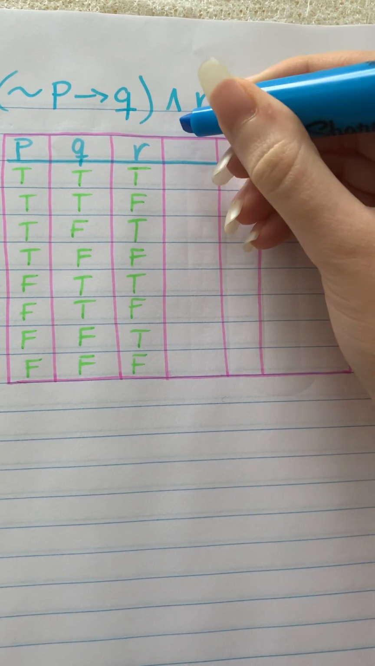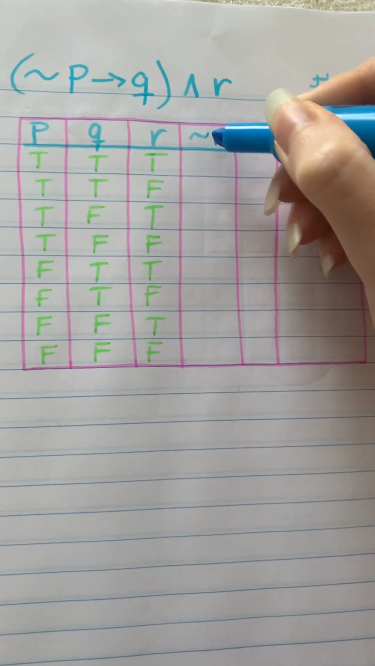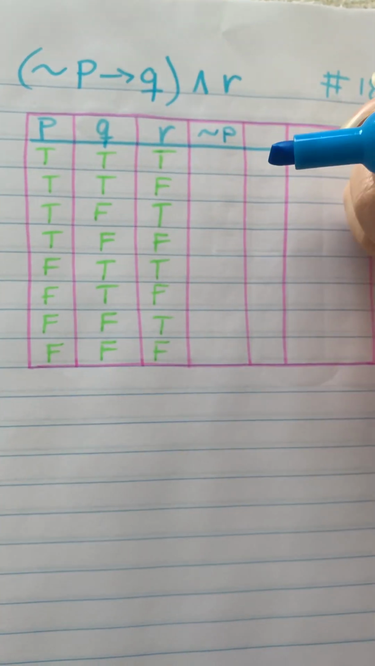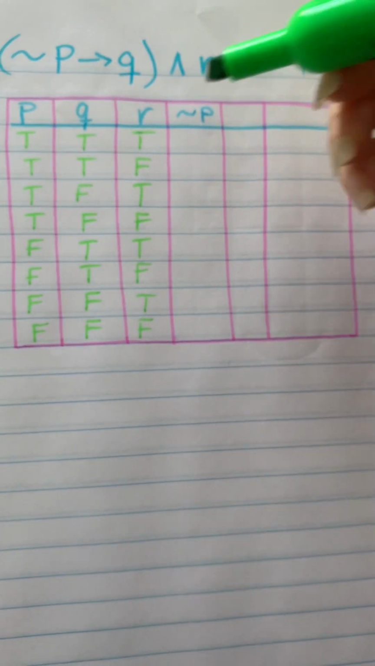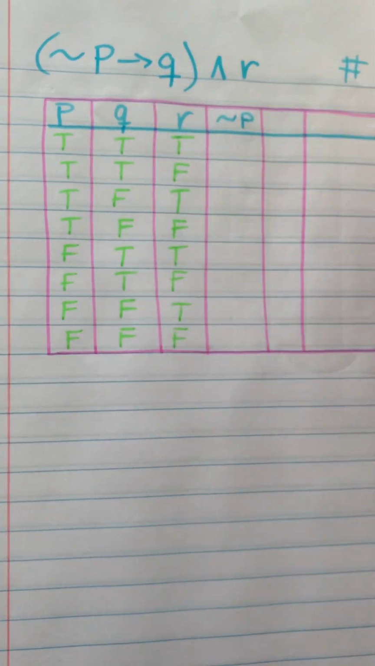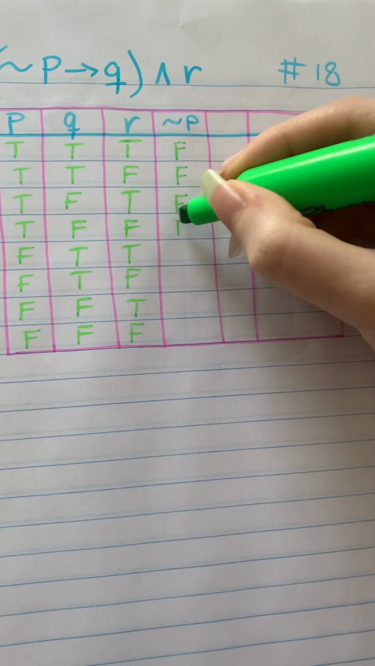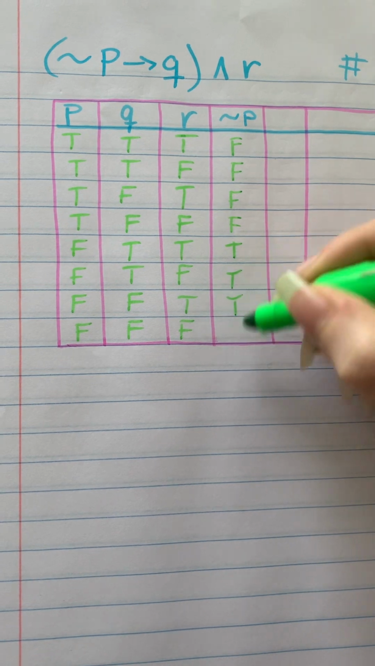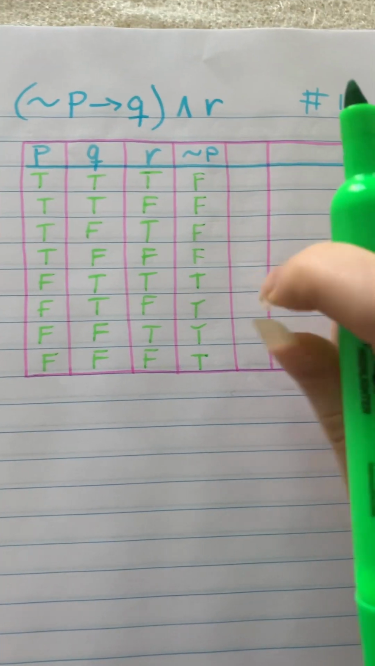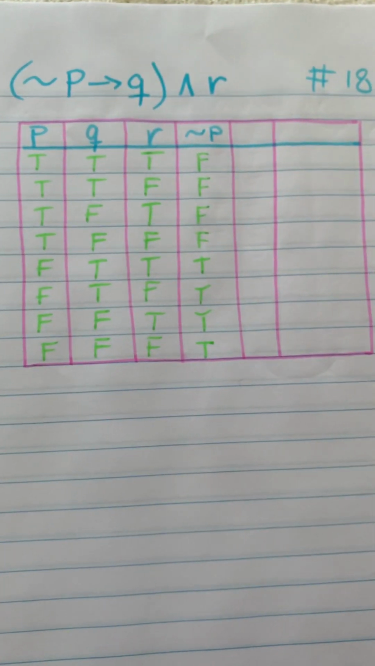So over here, we're going to do the not P. And the not P is what's not in P. Therefore, the opposite. So you look at here, you're going true, true, true, true. Therefore, it's going to be false, false, false, false. We see here false. Therefore, it's going to be true, true, true, true.